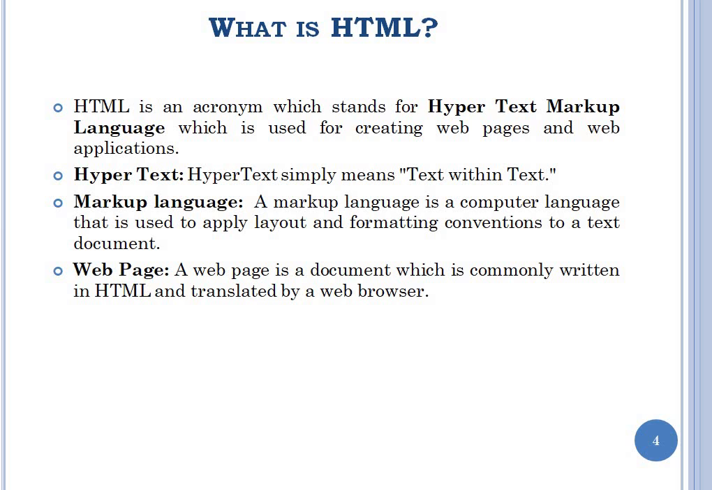Web page. A web page is a document which is commonly written in HTML and translated by a web browser. A web page can be identified by entering a URL. A web page can be of the static or dynamic type. With the help of HTML only, we can create static web pages.